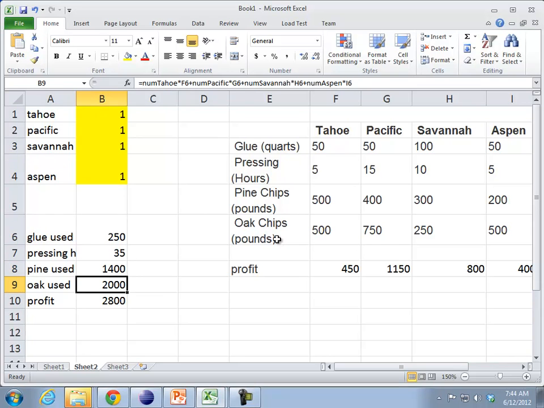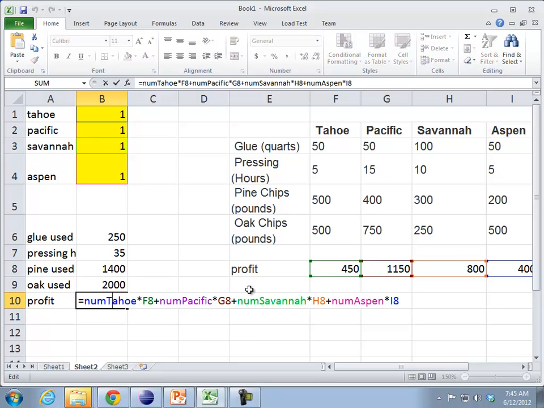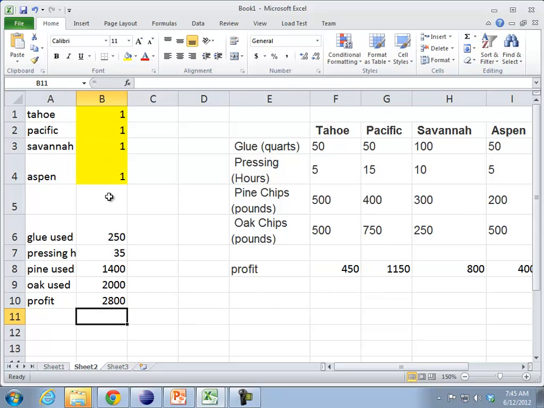I did the same thing for pine and oak, and then finally we have profit, where using this bottom row here, I said that profit is equal to 450, which is the profit per pallet of Tahoe, times the number of pallets of Tahoe, plus 1150, which is the amount of profit per pallet of Pacific, times the number of pallets of Pacific, and so on.